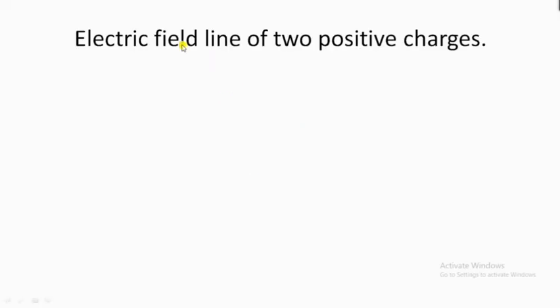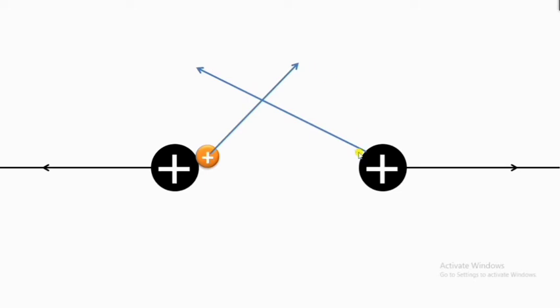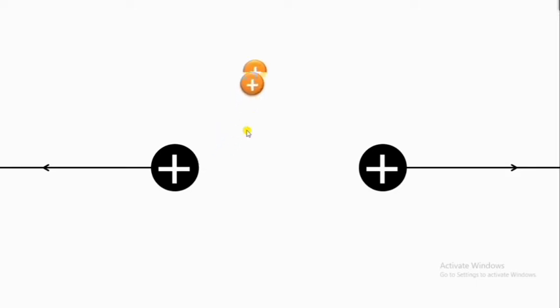Now next is the electric field lines of two positive charges. Suppose I have two equal positive charges kept like this. If we leave two charges like this, they will get repelled in a straight line. But if we leave one out here, there will be repulsion due to both the charges. One will try to repel in this direction and another in this direction, but the path will be according to the resultant of these two forces. So it will follow this path. Similarly, if I leave one out here, it will follow the same path.